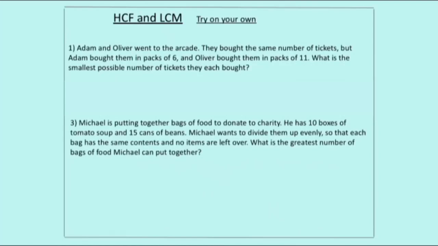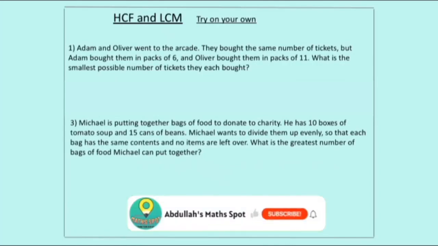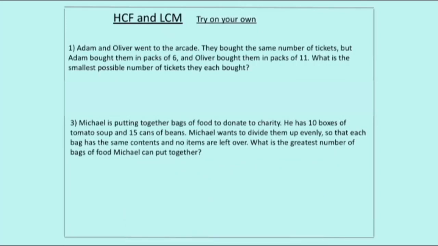Adam and Oliver went to Cade. They bought the same number of tickets, but Adam bought them in packs of 6 and Oliver bought them in packs of 11. What is the smallest possible number of tickets they each bought? So we have to find the LCM of 6 and 11.